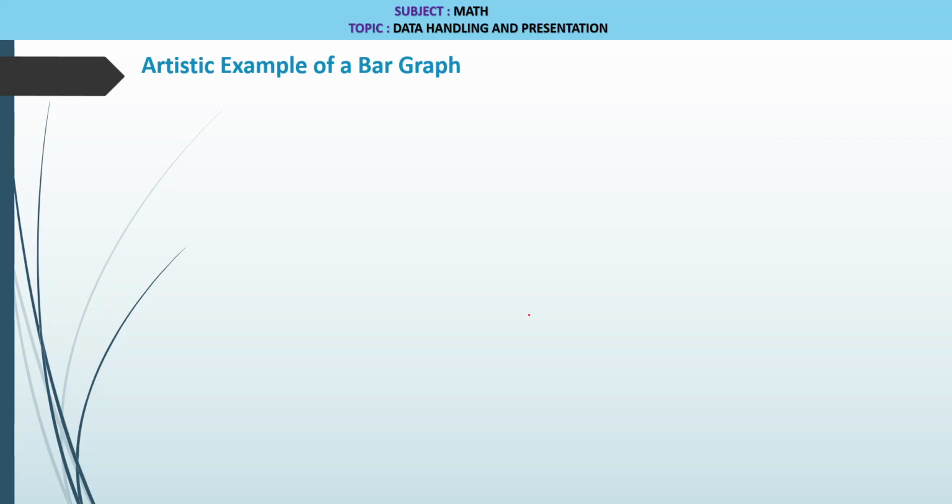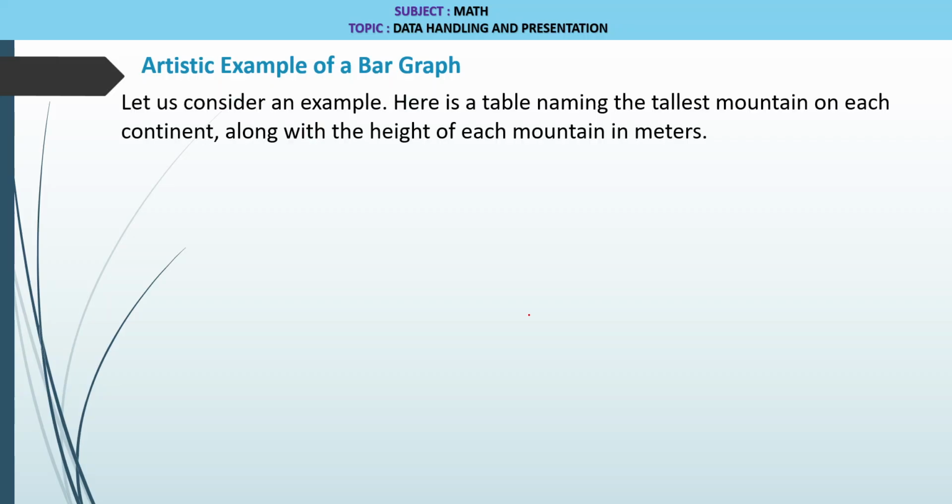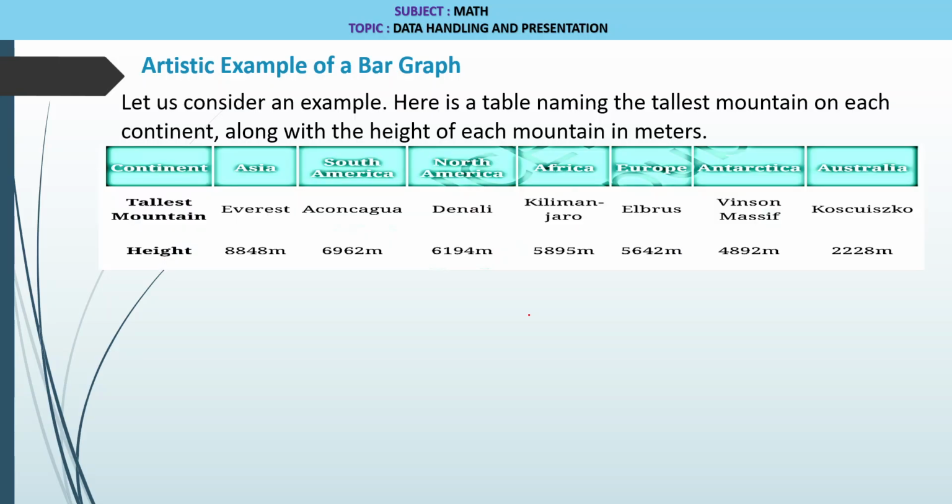Artistic example of a bar graph. Let us consider an example. Here is a table naming the tallest mountain on each continent along with the height of each mountain in meters. Here the continents are Asia, South America, North America and so on. Again, the tallest mountain, Everest, with a height of 8,848 meters.